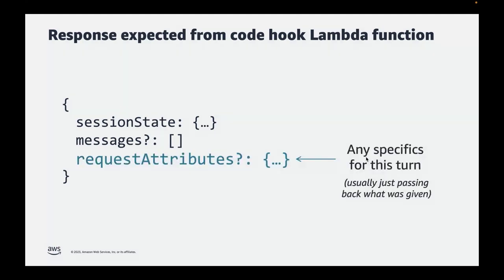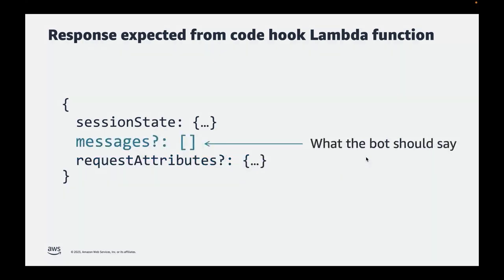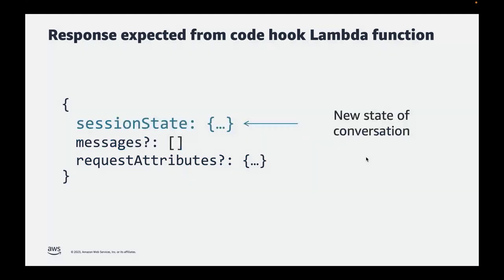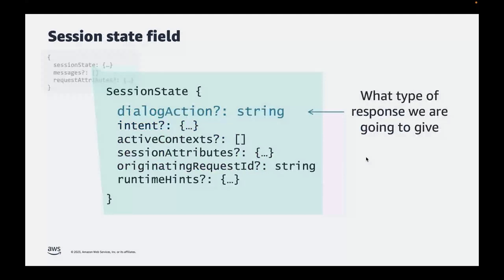Again, we have those request attributes. Normally people just return what was sent in. We have a messages section. Those override what the bot was going to say based on the configuration and let us control that completely, so we can change the next message to the user. And the session state can just be what Lex passed to us, or we can change it. So let's jump into that.